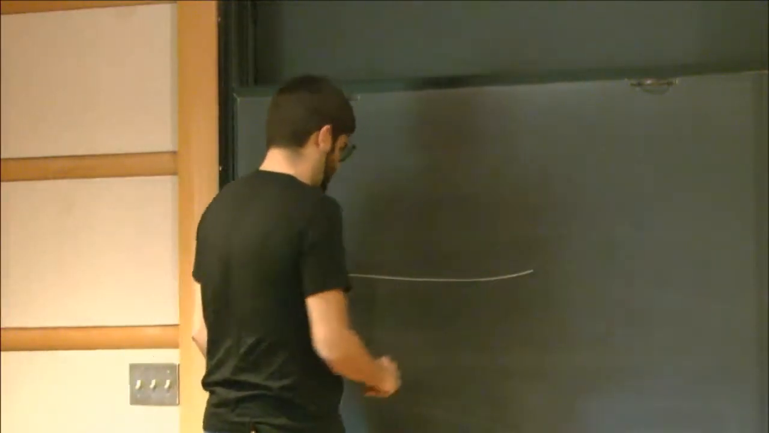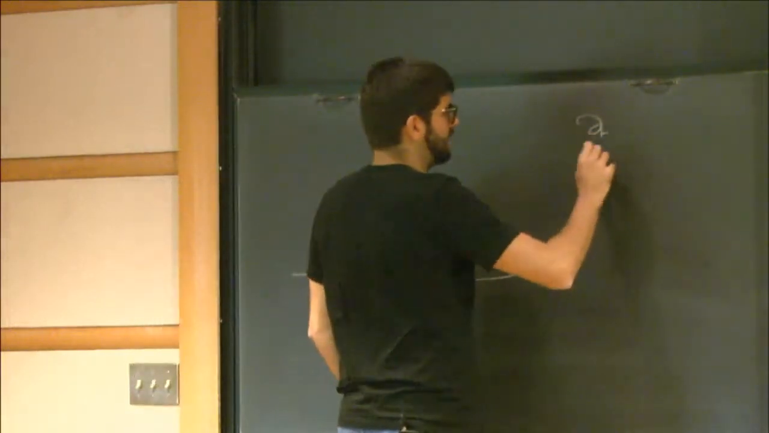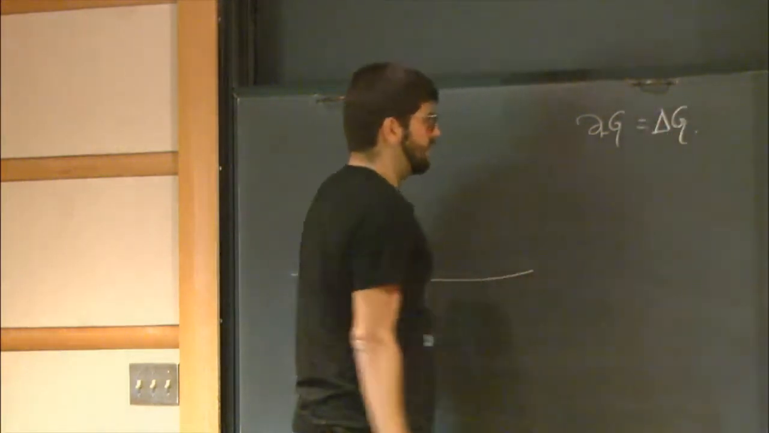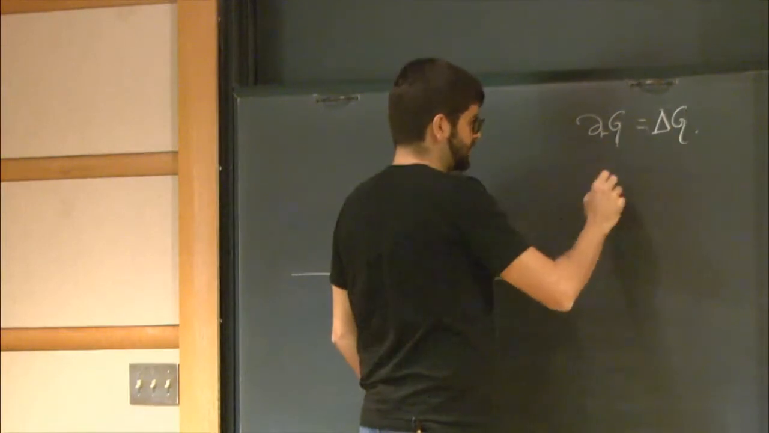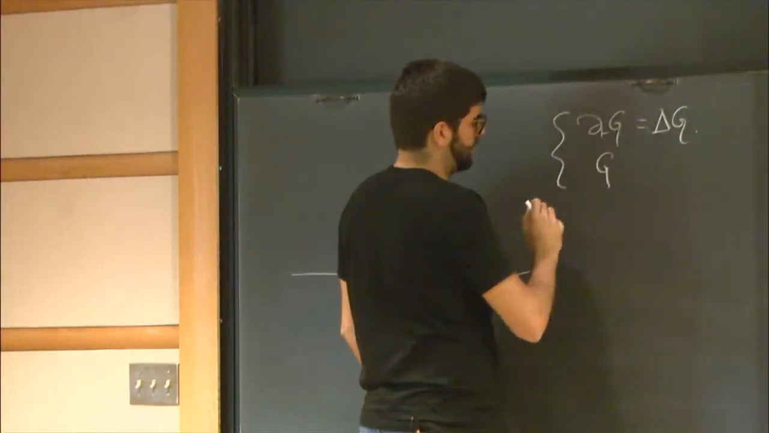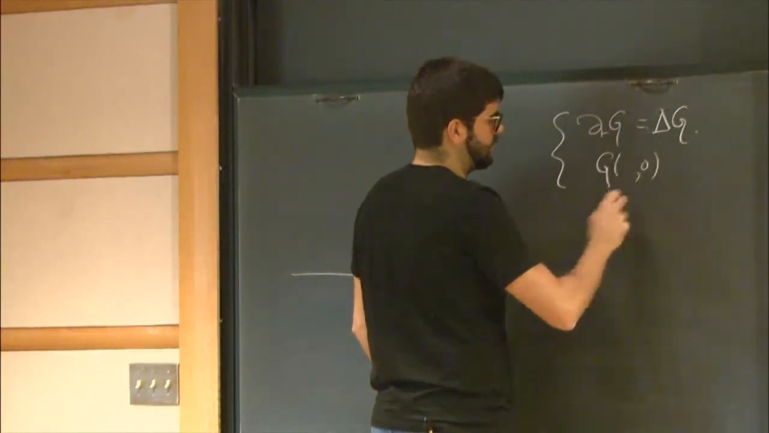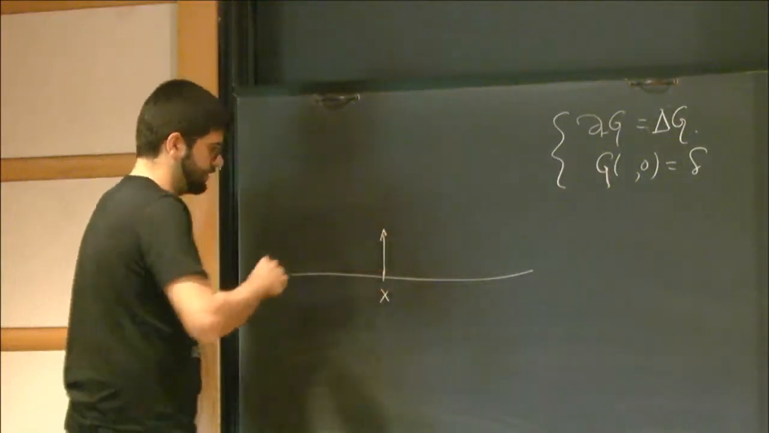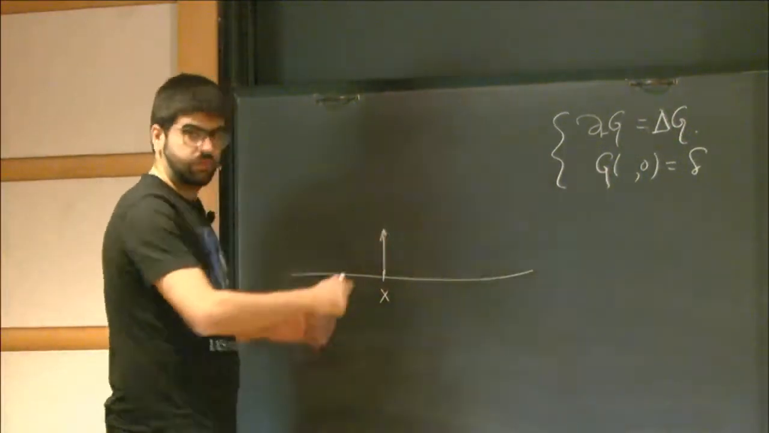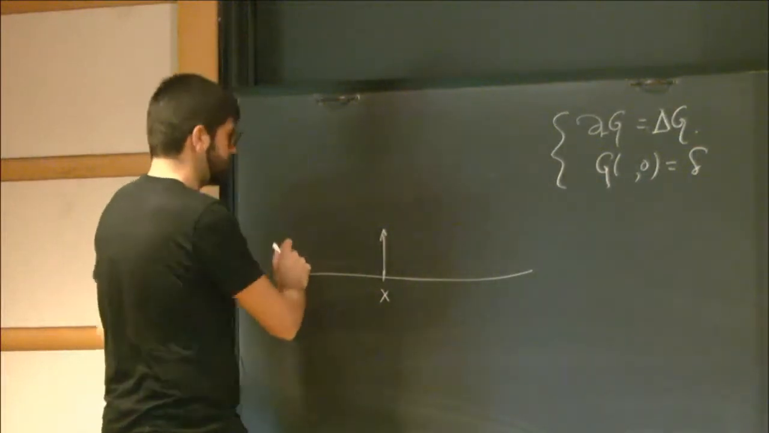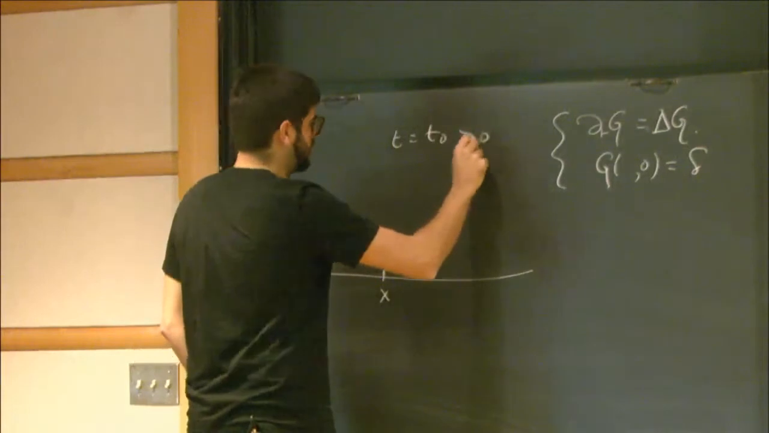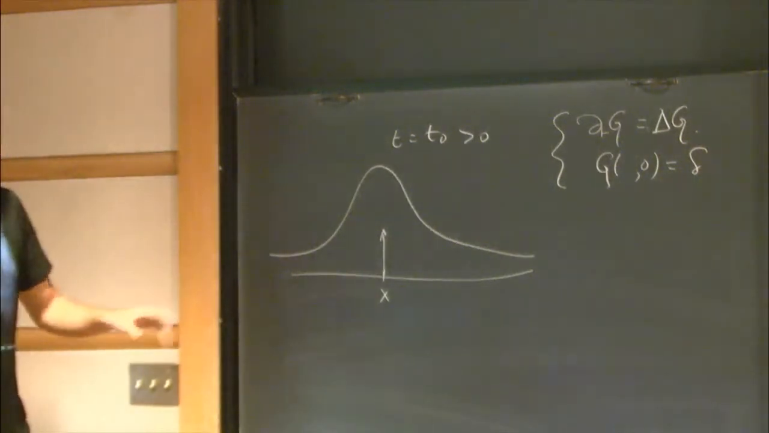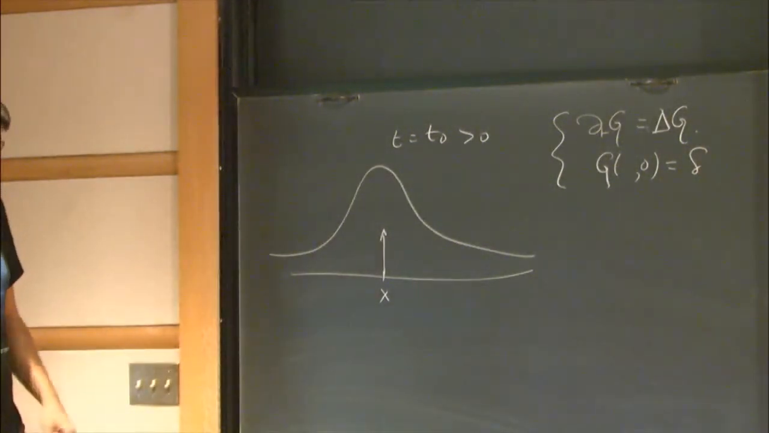Imagine the reals, and the heat equation is something like this, let's say for a function g. And I'm interested in a g such that whenever you evaluate it at 0, it is a Dirac delta. So imagine I'm at a point x. Here I have my Dirac delta, and then it will start to flow. At a time, let's say t equals t0, for some positive t0, you will find something like this. So the heat is diffusing somehow along the reals.